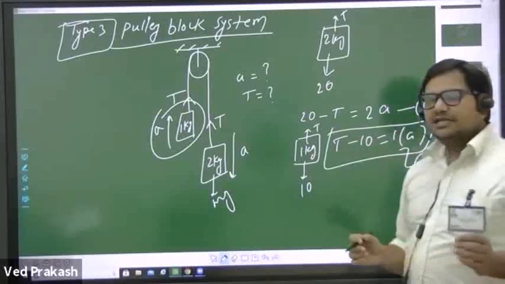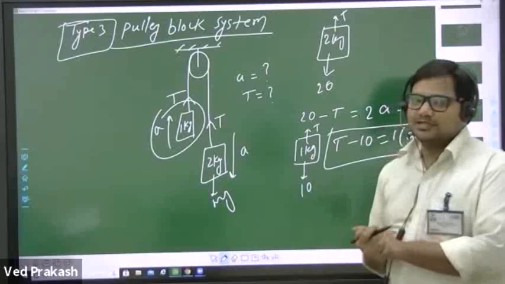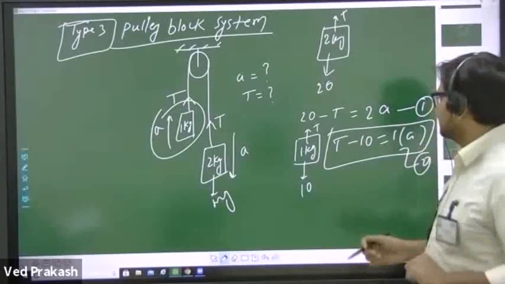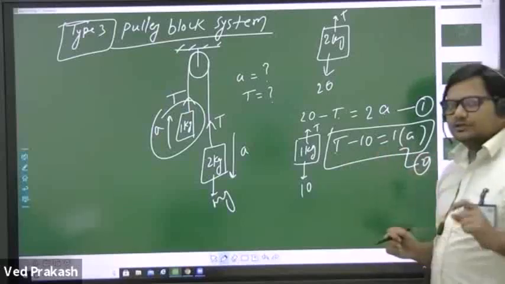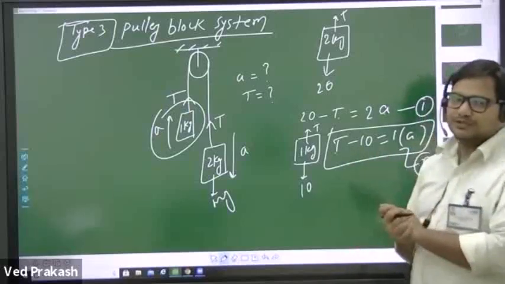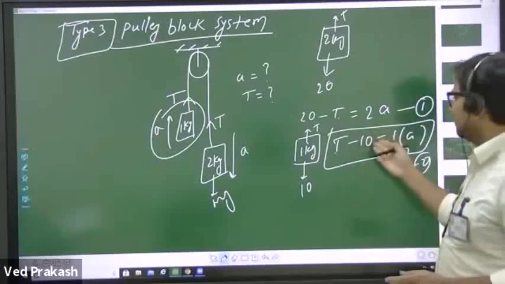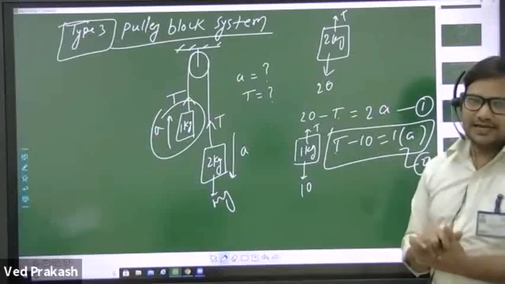As you can see here, there are only 2 variables and we also have 2 equations. The variables are T and A here, and also T and A here. So we have 2 variables and 2 equations. So we can easily solve these 2 equations and get the values of T and A.